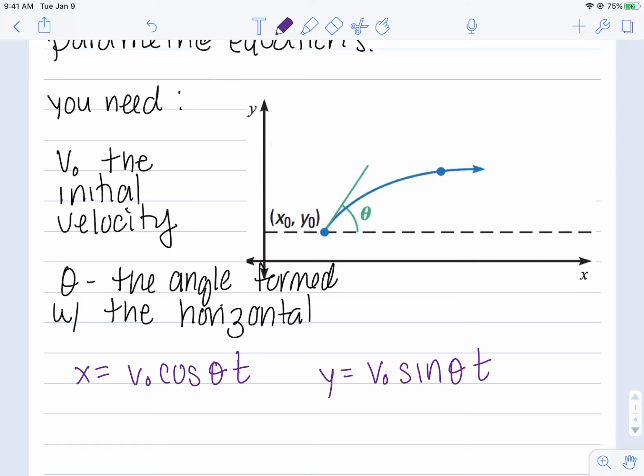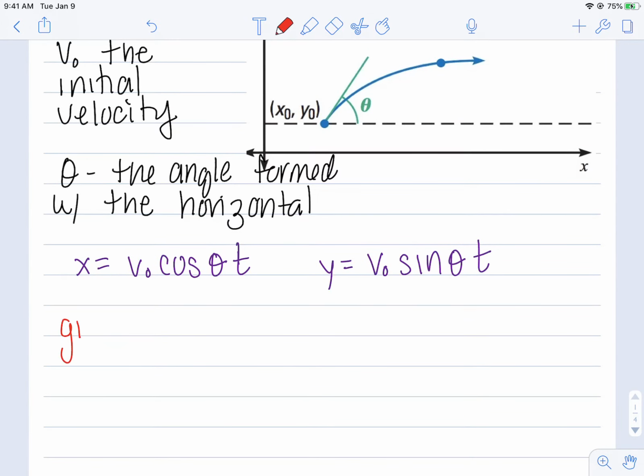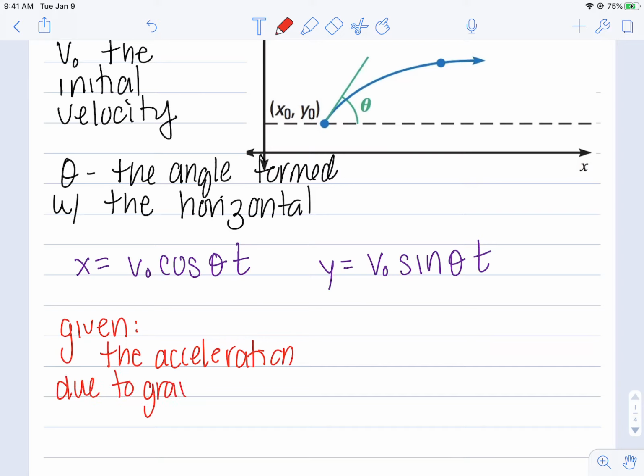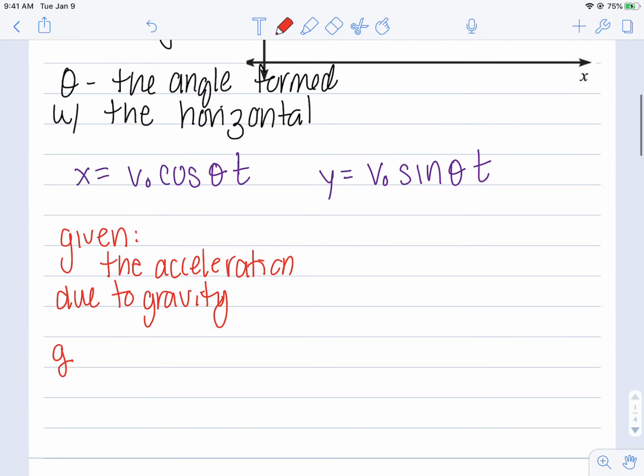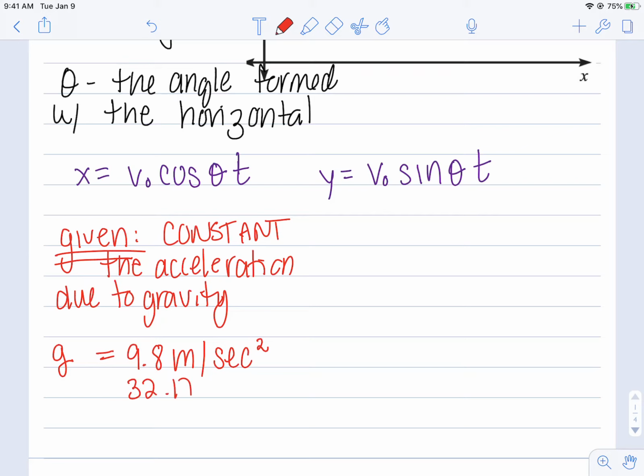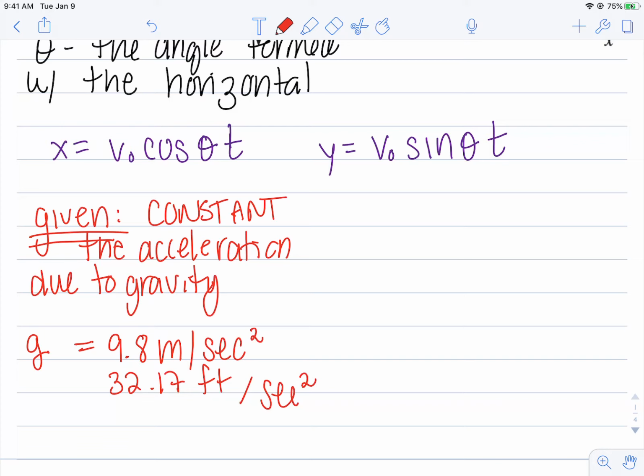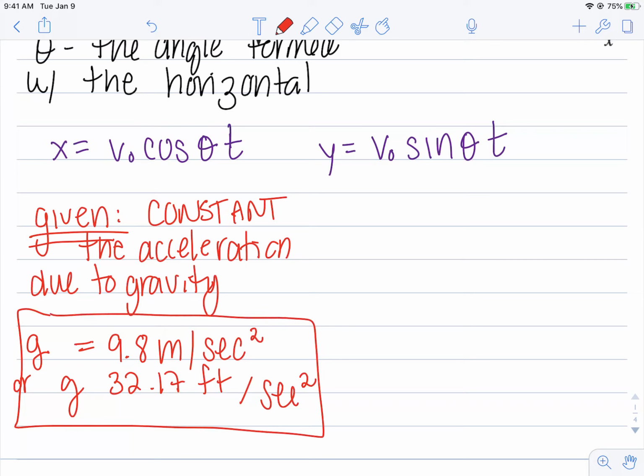Except for one thing. We have to account for something that's given, which is the constant g, and that is the acceleration due to gravity. g is a constant, and it's always 9.8 meters per second squared, or 32.17 feet per second squared if you're in feet. This will always be a constant.